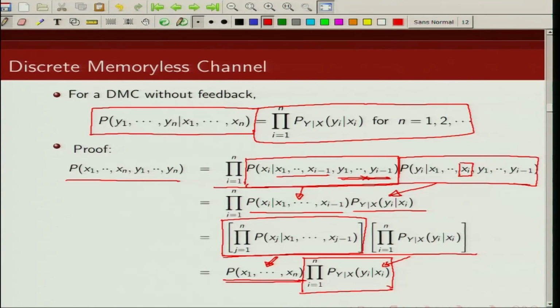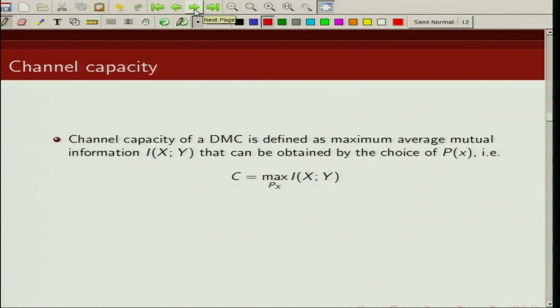Probability of yi given xi, and the product of that, all of these. Now, we define the channel capacity of a discrete memoryless channel as the maximum average mutual information that can be obtained over choice of P of x. So, capacity is defined as the maximum mutual information between the input and output of a channel, and this maximization is taken over all possible input distributions.